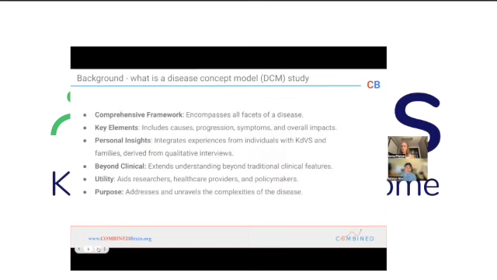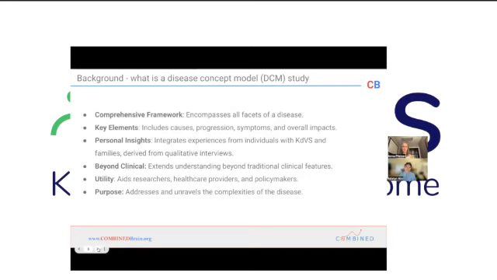Okay, so Adalyn, now I want you to explain a little bit about what it is, because when I started in this position for KdVS, I really did not have any good idea of what a disease concept model or conceptual model was. Okay, yeah, I can speak to the explanation about the disease concept model.